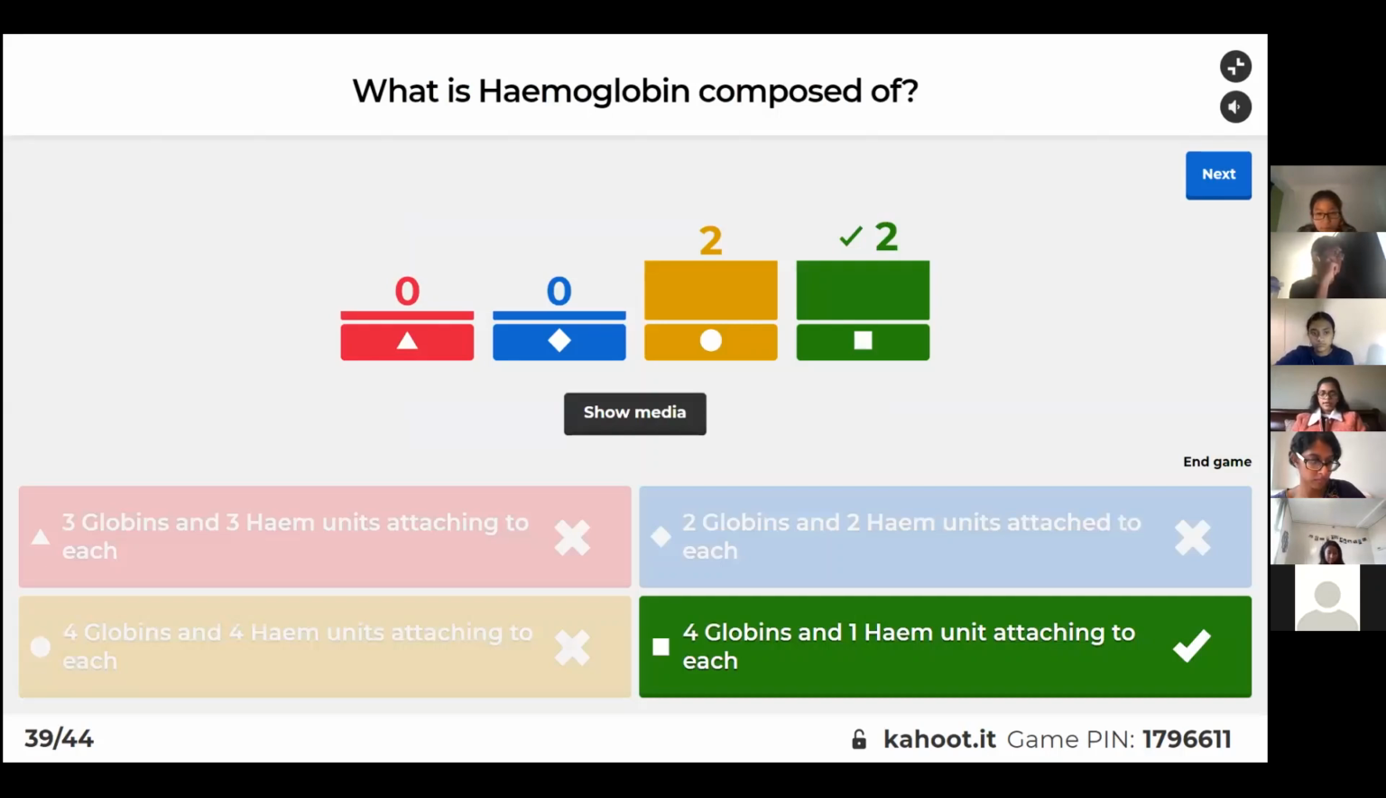This is a more niche question, but it's good to know in terms of structure, just in case they do decide to ask you that. Hemoglobin is found within the red blood cells, and it's made up of four polypeptide chains, which are the globins, and attached to each one of the polypeptide chains is one heme unit.